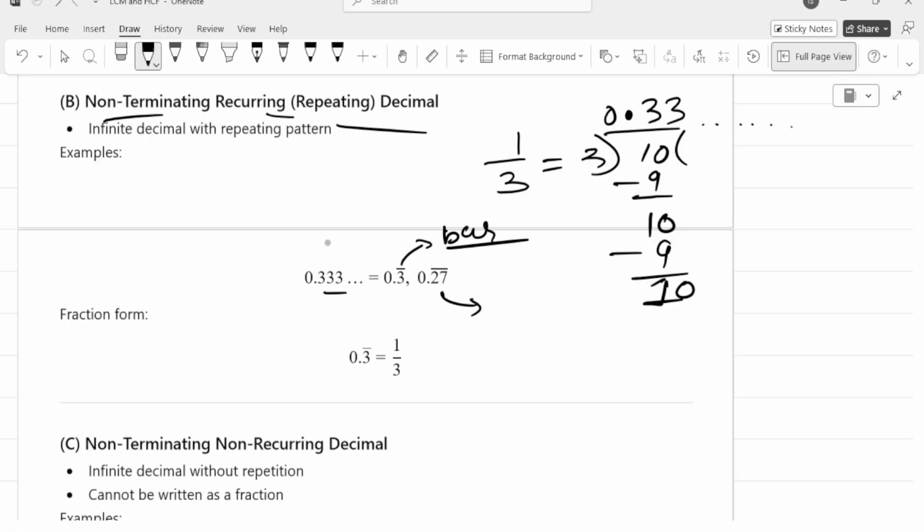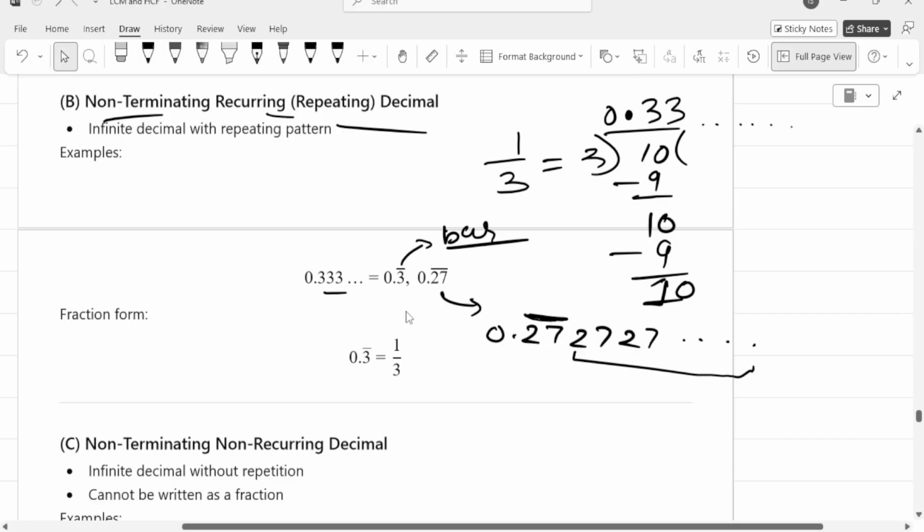When we look at 0.27 27 27 27 and so on, we can't write it continuously like that. So we simply put a bar above the number that is repeated. Okay, 0.27 bar, because that number is repeated.